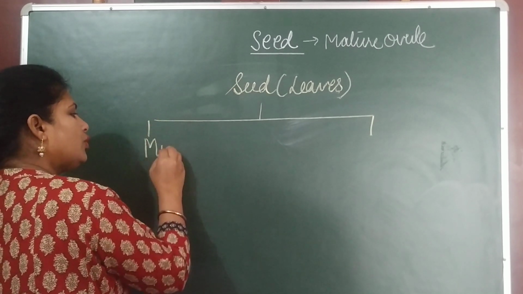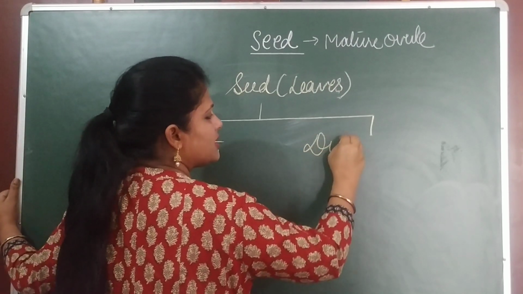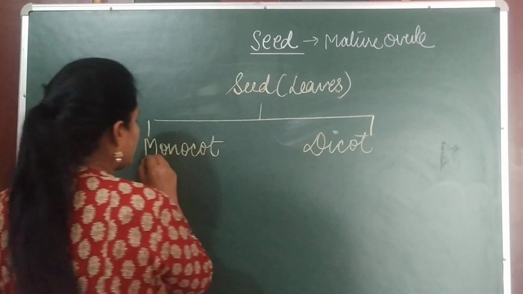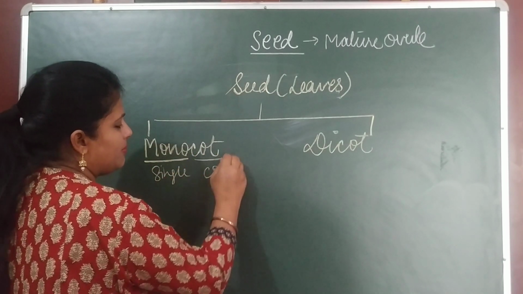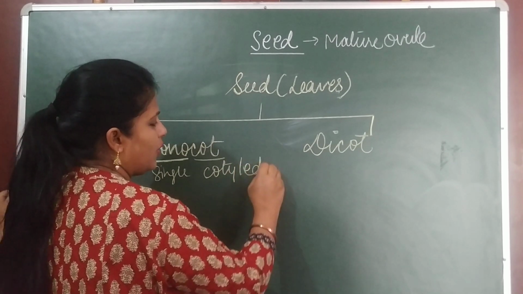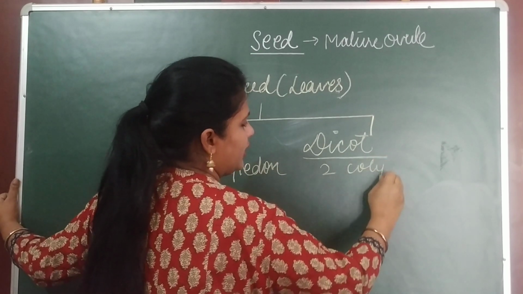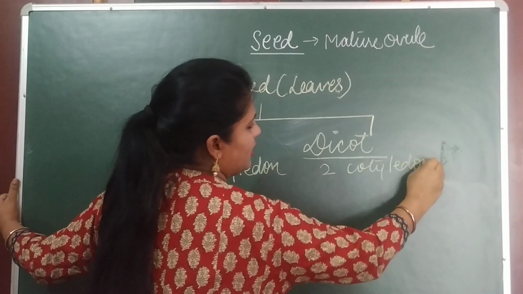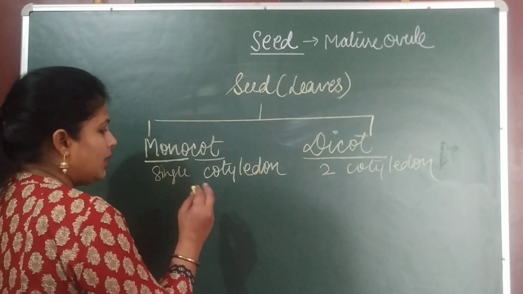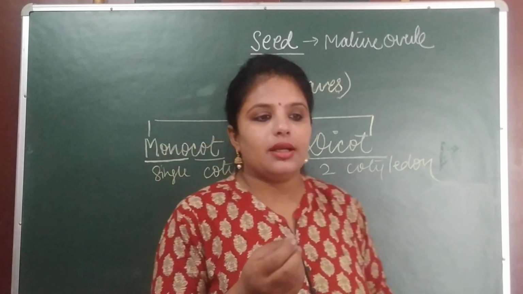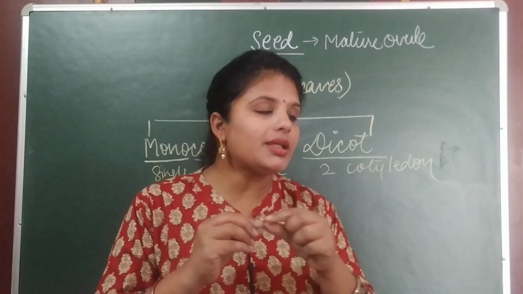One is monocot and the another one is dicot. Actually, mono means single, one, and cot word came from the word cotyledon. Dicot means two and cot means cotyledon. So in monocot there is a single cotyledon and in dicot there are two cotyledons. How will you understand? Like peanuts. Peanut is a dicot seed.